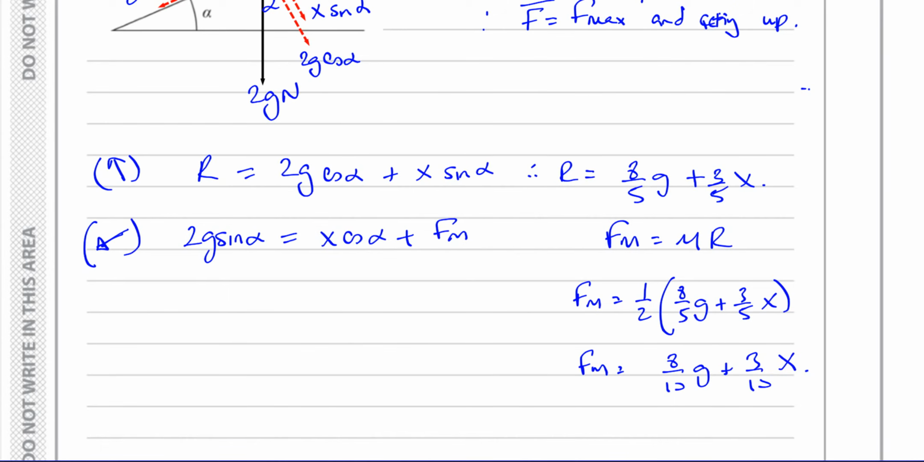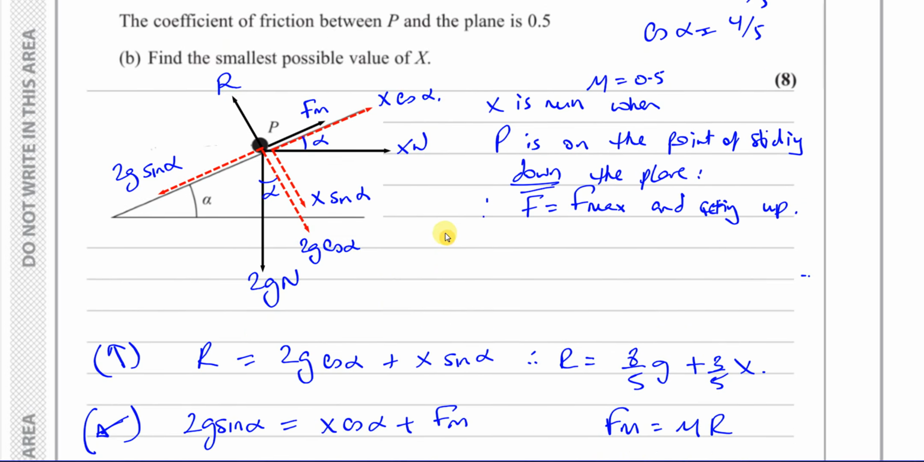In fact, we can just call this 4 over 5g for now. That simplifies, doesn't it? 4 over 5g plus 3 over 10x. That's F max. So that's what F max is. So I have 2g times sine alpha. As I said, sine alpha is 3/5.